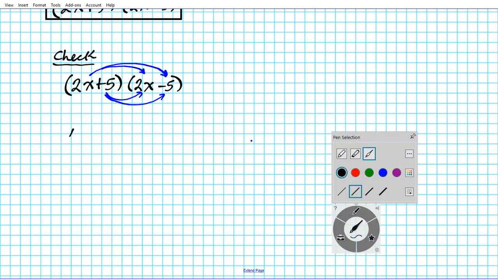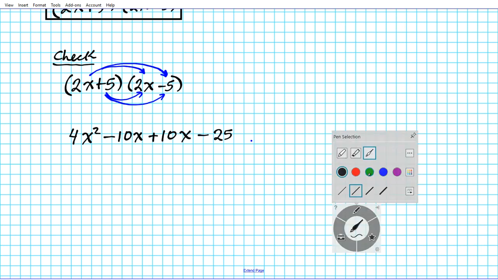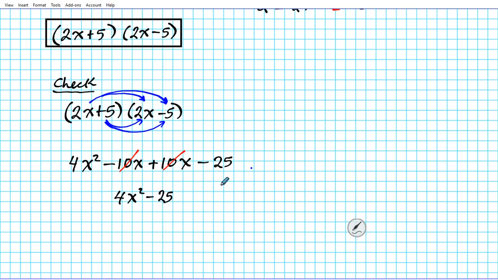We end up with 2x times 2x is 4x squared. 2x times negative 5 is negative 10x. 5 times 2x is plus 10x. Negative 5 times positive 5 is negative 25. The middle terms are opposites of one another, so they cancel out. And you end up with 4x squared minus 25. And this is exactly what we started with, so our answer is correct.